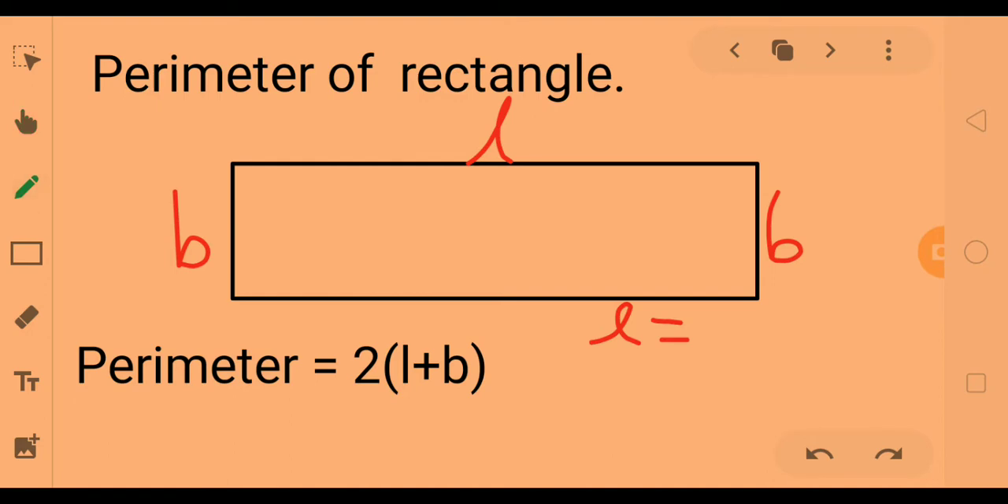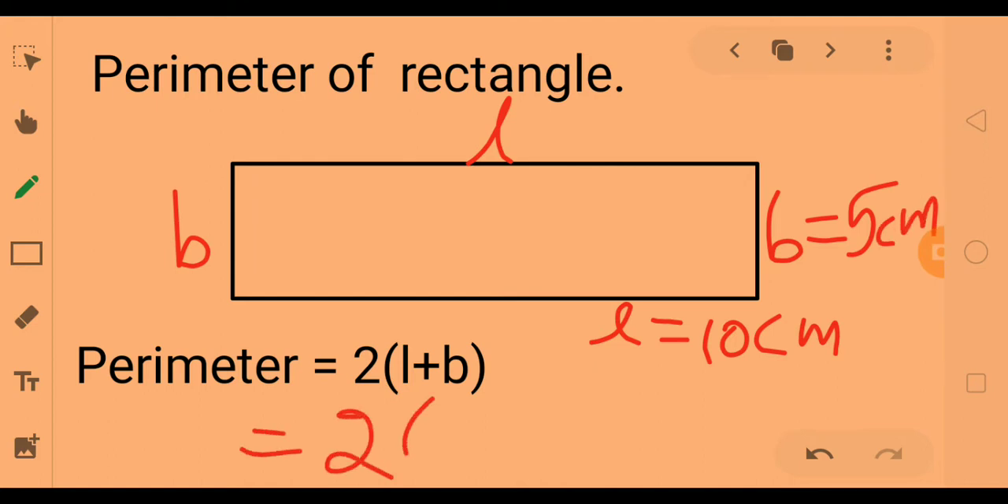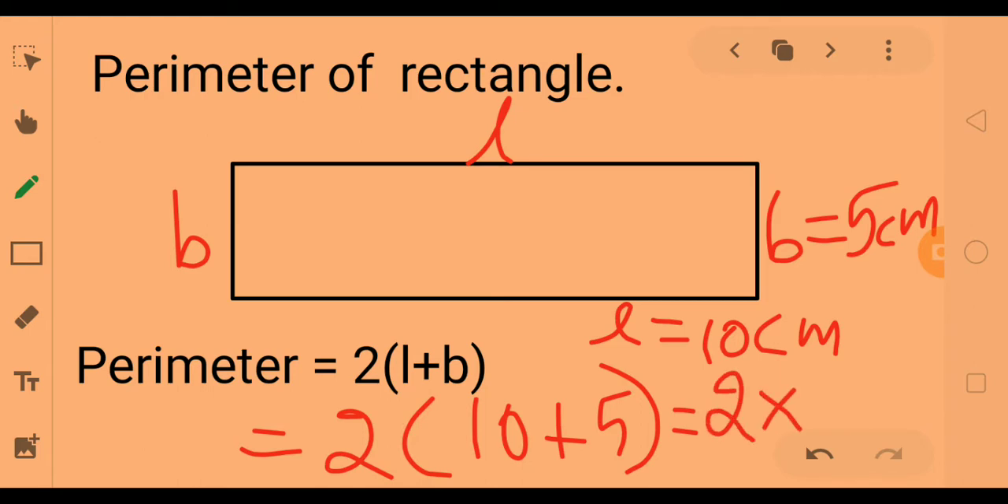Suppose a rectangle has length 10 centimeter and breadth 5 centimeter. How do we calculate the perimeter? The perimeter is equal to 2 times (10 plus 5), 2 times (length plus breadth). We add the numbers in the bracket, so 10 plus 5 is 15. So 2 into 15, finally we will get 30. 30 centimeter is the perimeter of the rectangle.